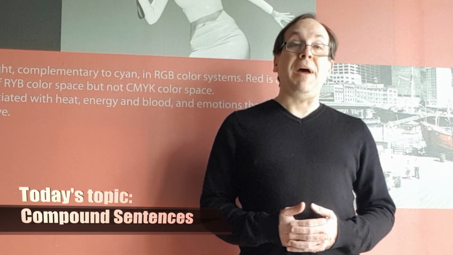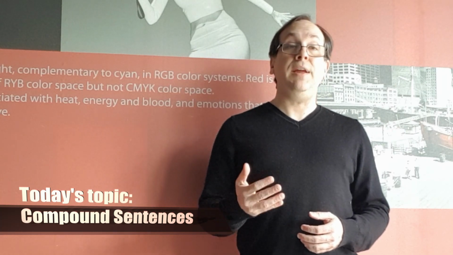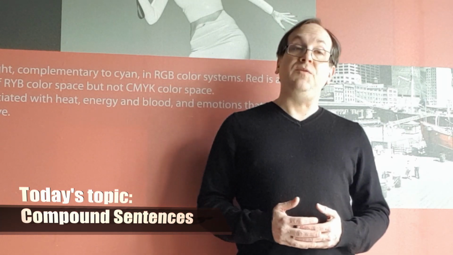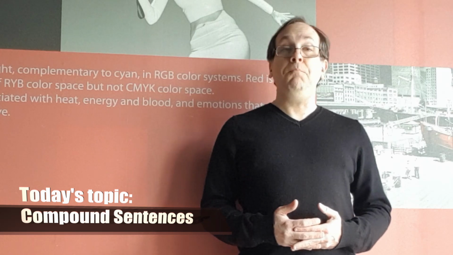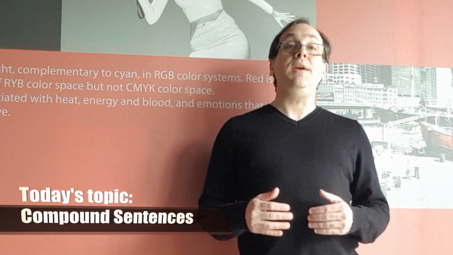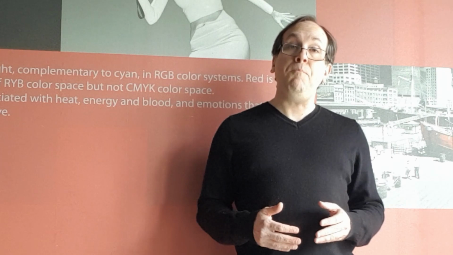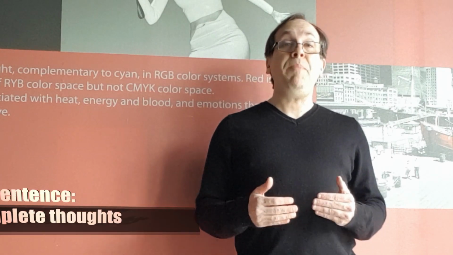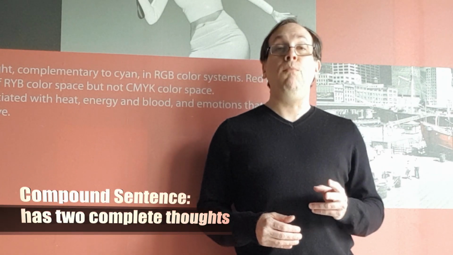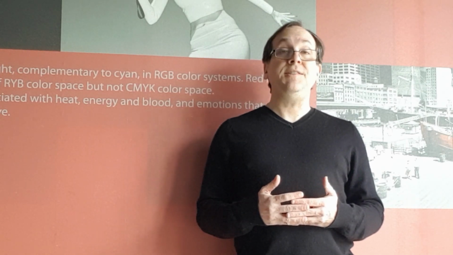Today, I'm going to talk about the second of the four main sentence types that we have in English. In a previous video, I talked about the simple sentence. Today, I'm going to introduce you to the compound sentence. The difference between a simple sentence and a compound sentence is that a compound sentence includes two or more complete thoughts. Sometimes people will describe a compound sentence this way.